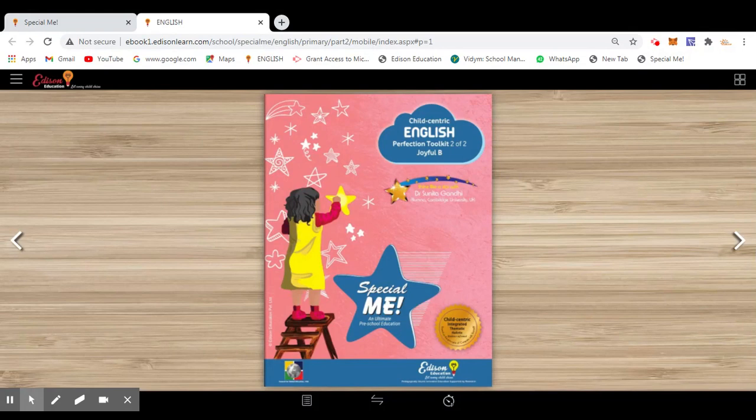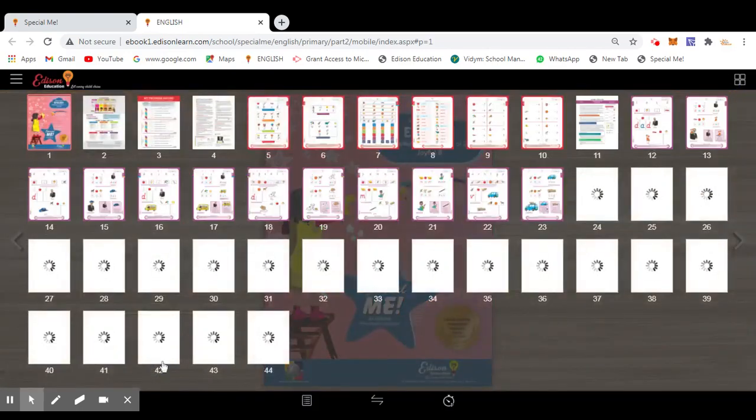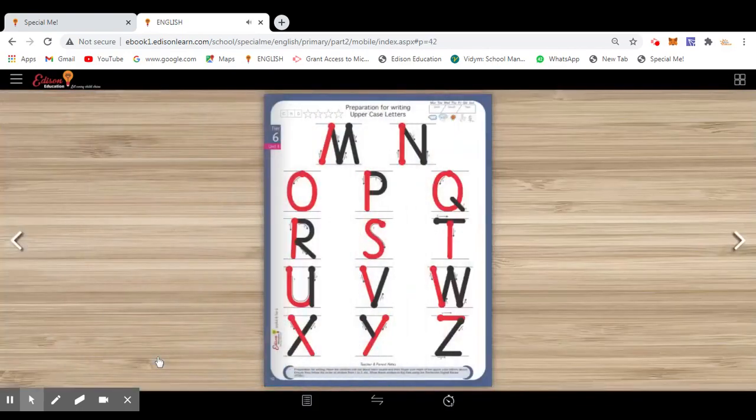So, students, take out your child centric English Perfection Toolkit 2 Joyful Bee and open page number 42. Today we are going to trace uppercase letters, right? In our previous session, we have done up to letter L. So now we are going to do our next letters.